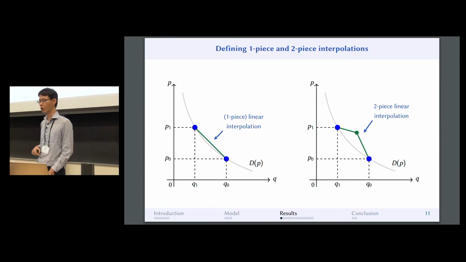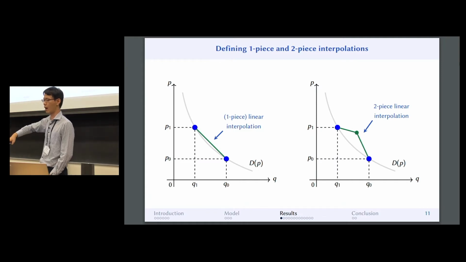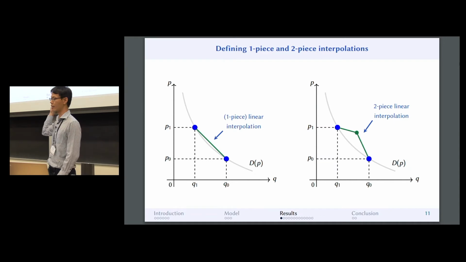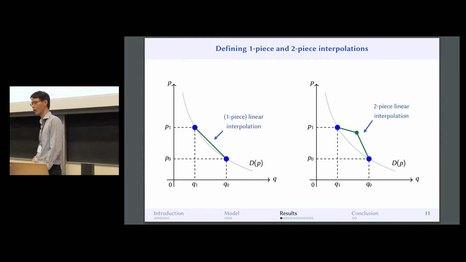I'm going to call things either one-piece interpolations or two-piece interpolations. One-piece interpolations are things like what you see on the left. When I say something is a one-piece linear interpolation, I'm literally interpolating between these 2 points with a one-piece function that's a linear function. If I call it a two-piece linear interpolation, I'm saying that I have a one-piece interpolation between P1, Q1 and an auxiliary point in green, and then take another one-piece interpolation from that point to P0, Q0.